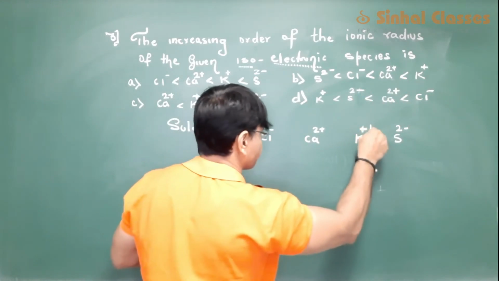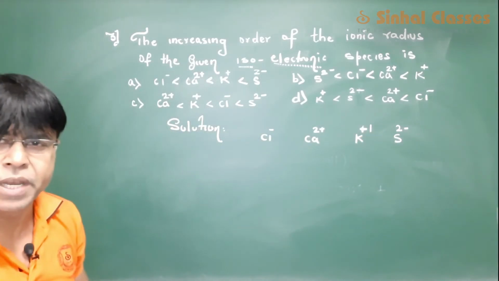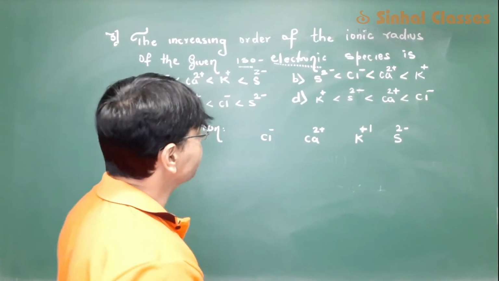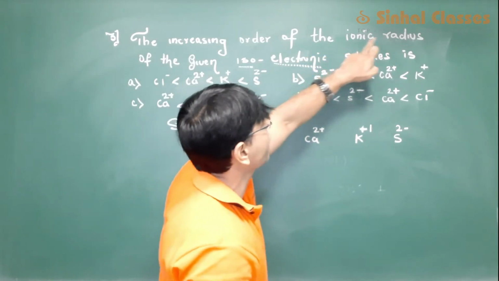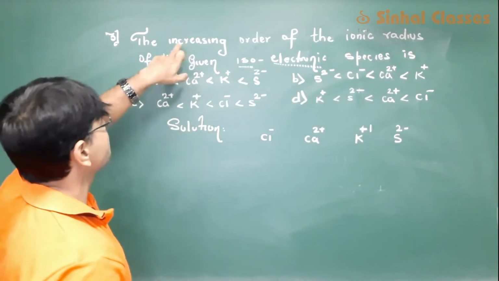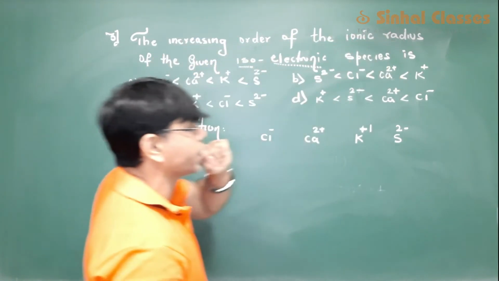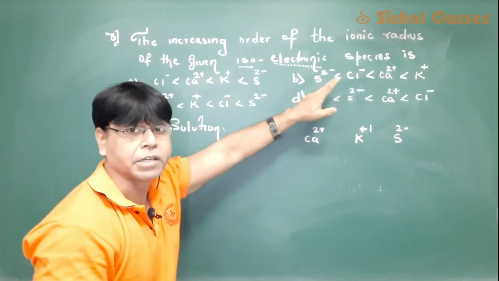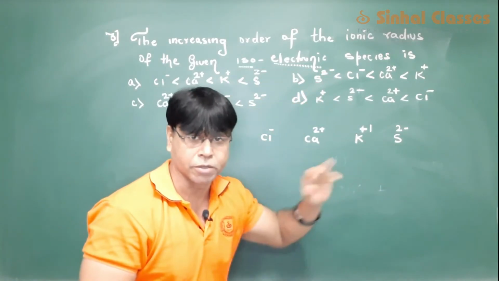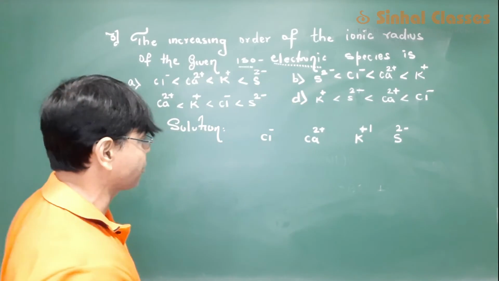Sulfide ion. These are the 4 which have been given to us, and we are supposed to arrange them in the increasing order of ionic radius. All of them are isoelectronic. They have the same number of electrons.